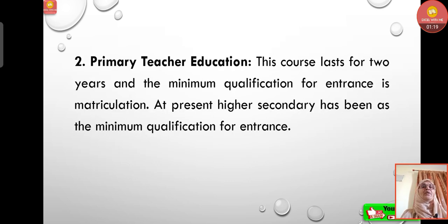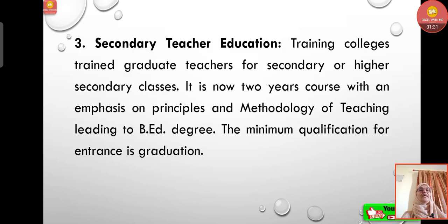Second one is primary teacher education. This course lasts for 2 years and the minimum qualification for entrance is matriculation. At present, higher secondary has been fixed as the minimum qualification for entrance.